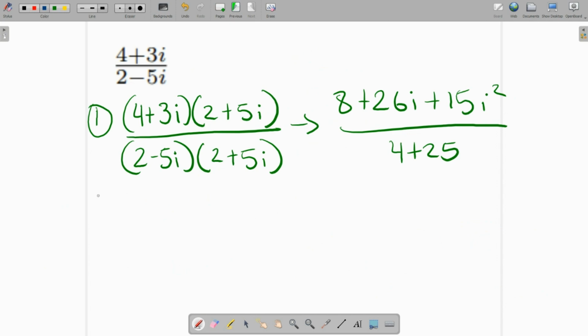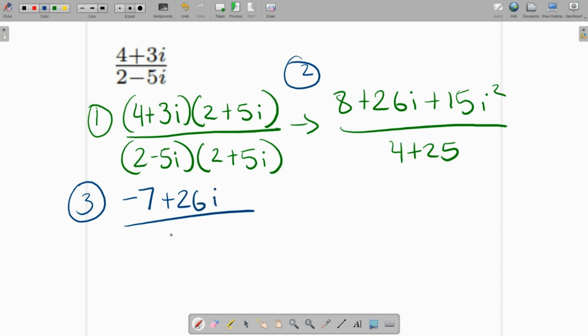Now, next step, step 2. Well, this is step 2, just to multiply. Step 3, again simplify. So step 3, we would just get negative 7 over 29 plus 26i over 29. Remember, I'm just doing this fast just to give you a brief overview. If you have any questions, don't hesitate to leave them in the comments. I will gladly go over this problem and explain it to you.